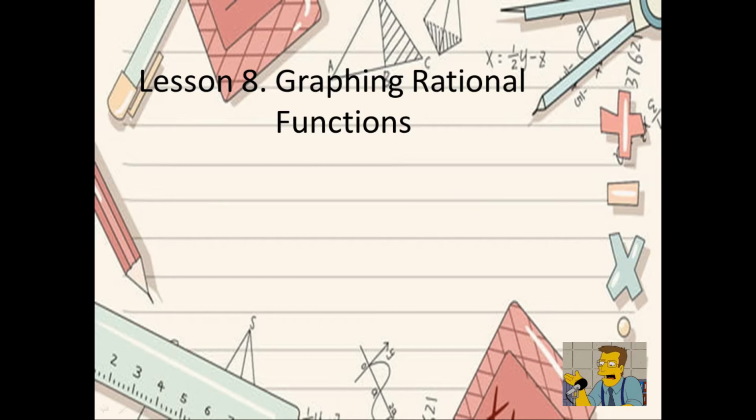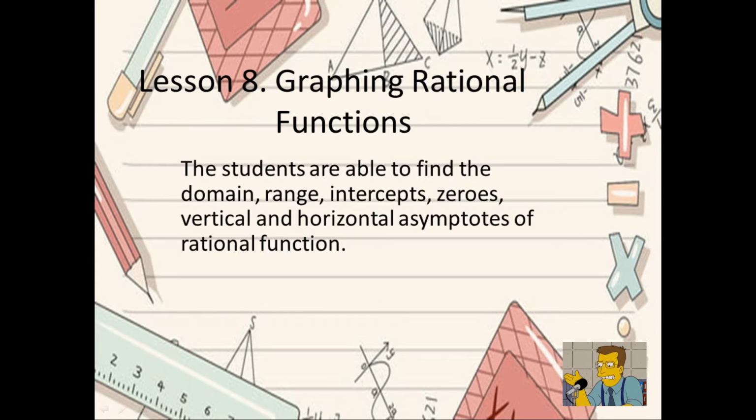Last day, we discussed the graphing of rational functions. At the end of the discussion, the students are able to find the domain, range, intercepts, zeros, vertical and horizontal asymptotes of a rational function.